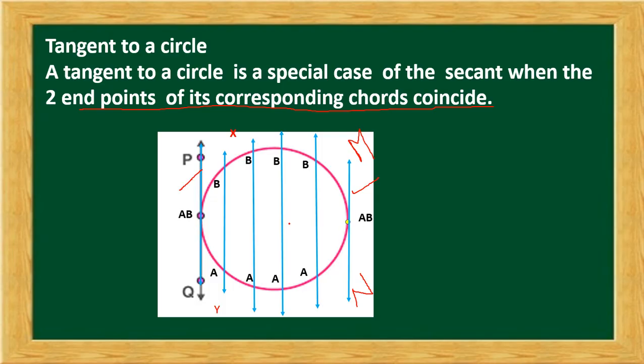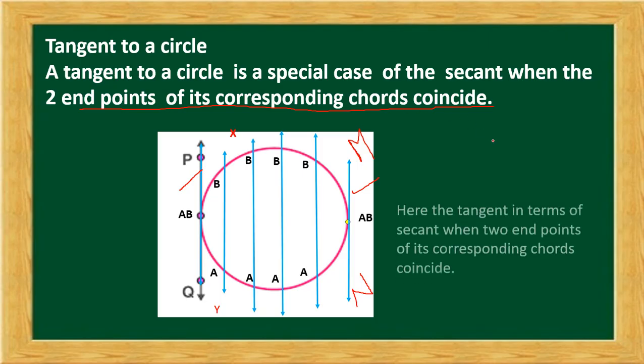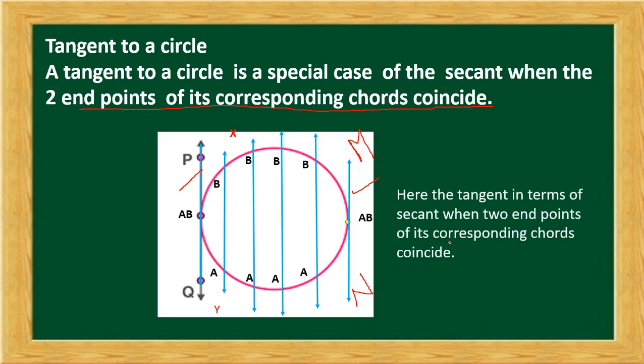Now these two are tangents in terms of the secant. We can understand that if the two endpoints of the secant coincide, then it becomes a tangent. So in terms of the secant, we can say a tangent to a circle is a special case of the secant when the two endpoints of its corresponding chord coincide. So here it is in terms of the secant.